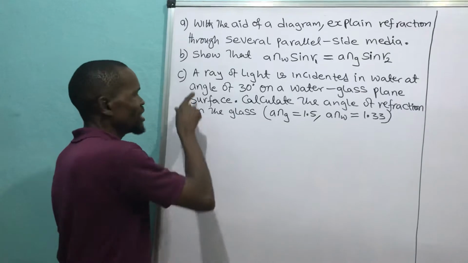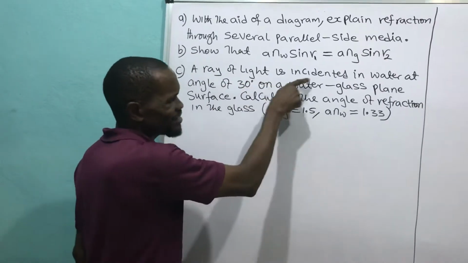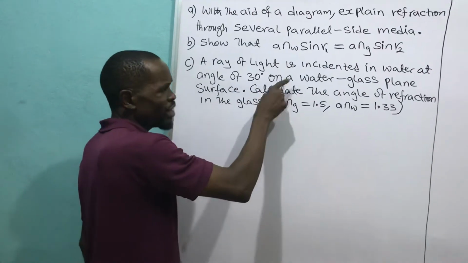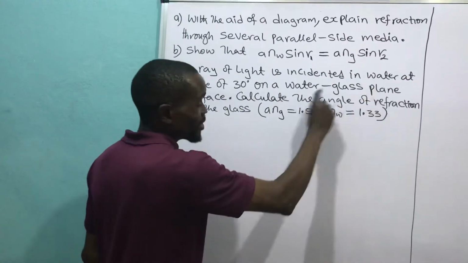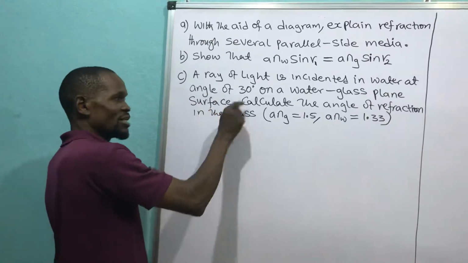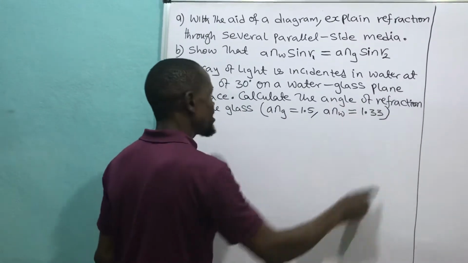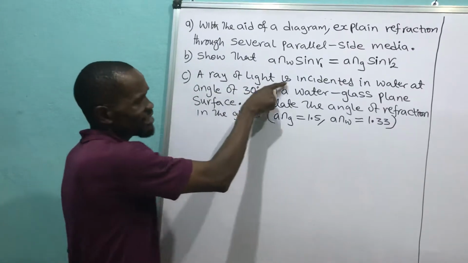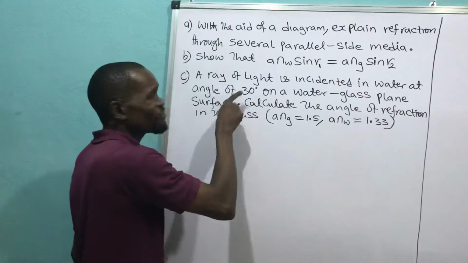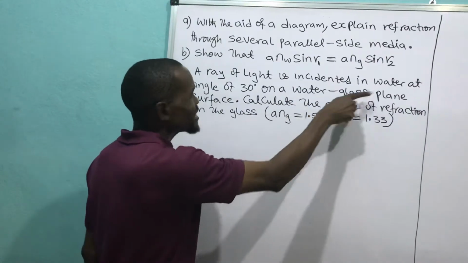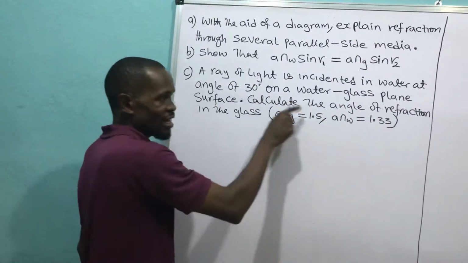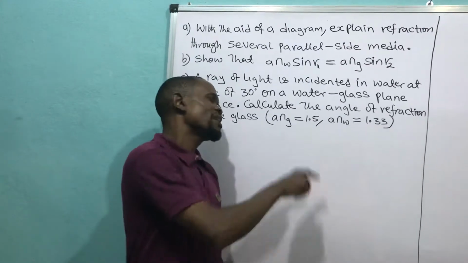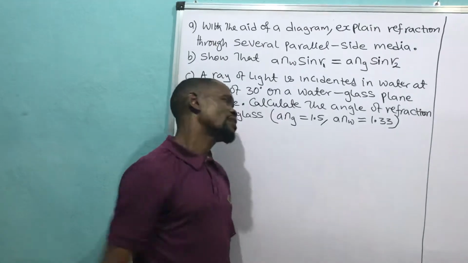The third question said, a ray of light is incident in water at an angle of 30 degrees on a water-glass boundary, a water-glass plane surface. Calculate the angle of refraction in the glass. And then they give me the refractive indices of glass and water.